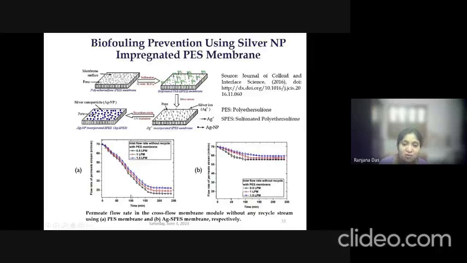And the results show how the flux has improved. This was for the untreated one when the silver nanoparticle was not there; with time the flux decreased. But if the silver nanomaterial is incorporated, the flux is improved, that is, we are getting more flux. Obviously, because it is preventing the formation of biofouling, the flux has improved. So in this way, nanomaterials can be incorporated in the membrane, or a nanomaterial modified membrane can be prepared.